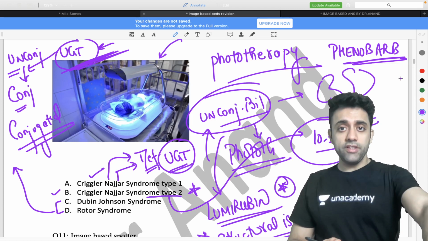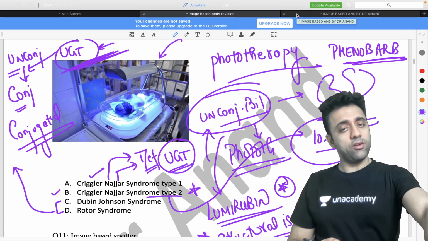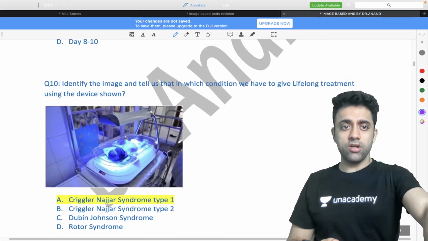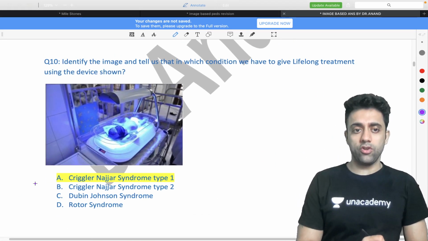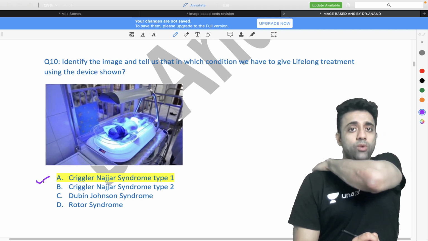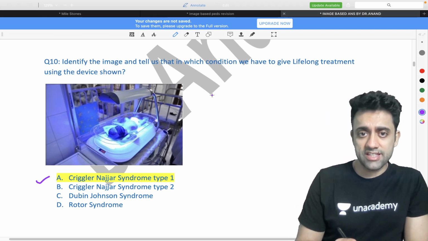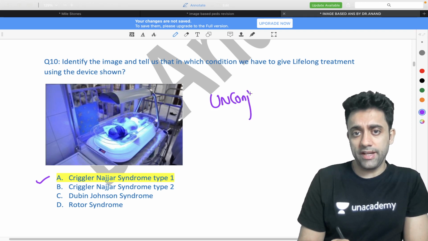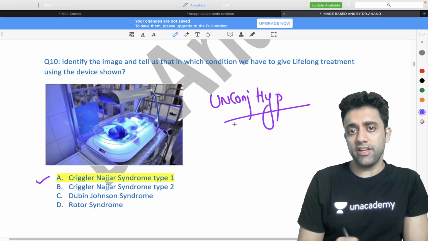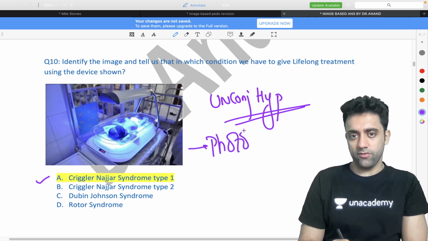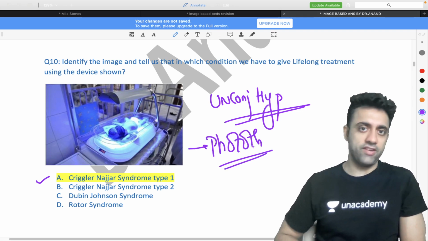So in which case are you going to give phototherapy? The best answer for this condition will be, of course, Crigler-Najjar syndrome type 1, because in type 1 there is a total absence of the UGT enzyme. When the UGT enzyme is absent, there will be unconjugated hyperbilirubinemia, and whenever there is unconjugated hyperbilirubinemia, phototherapy will be very, very helpful.